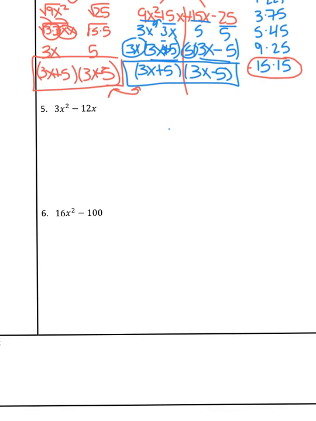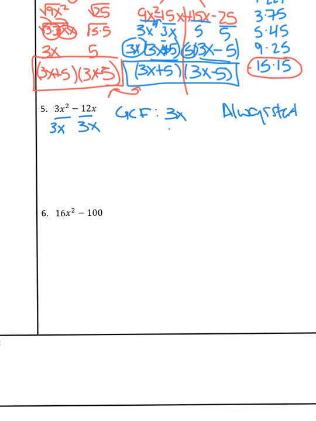Now I look at 3x squared and I look at 12x and I say, okay, they both have an x, right? So we can take the x out of both terms, and 3 and 12 can both be divided by 3, right? They have a GCF of 3x. So I'm going to divide both of these terms by 3x. Right? So we always start with the GCFs. Always start with GCF.